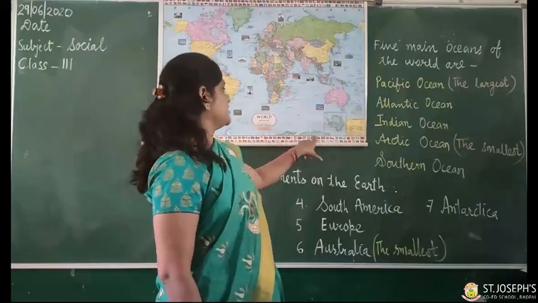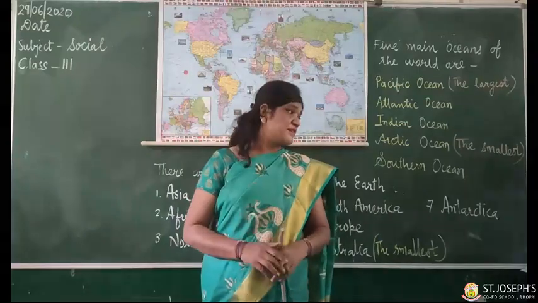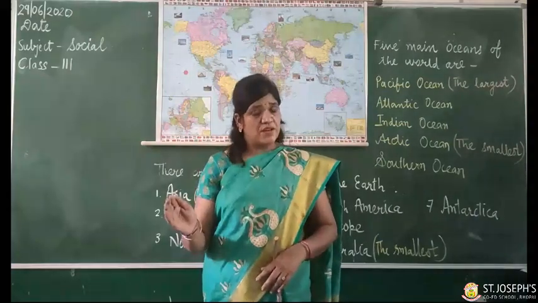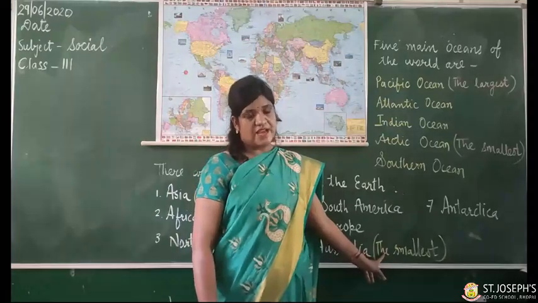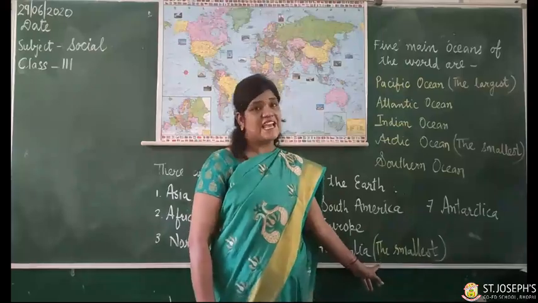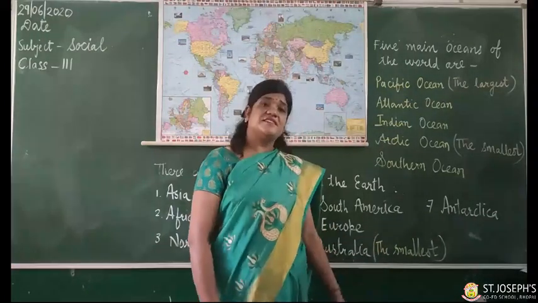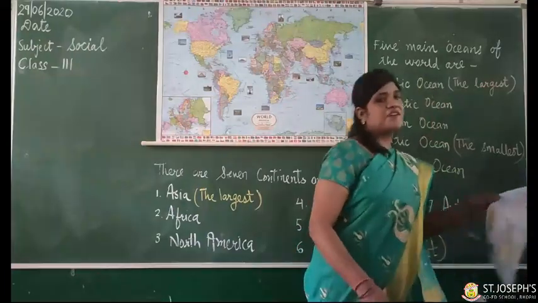Here, Antarctica. Now again you have to keep in mind 2 things. First and foremost, Asia is the largest one, and Australia is the smallest continent. I hope I am clear. Asia is the largest continent, and Australia is the smallest continent. Okay, so this much about continents and oceans.